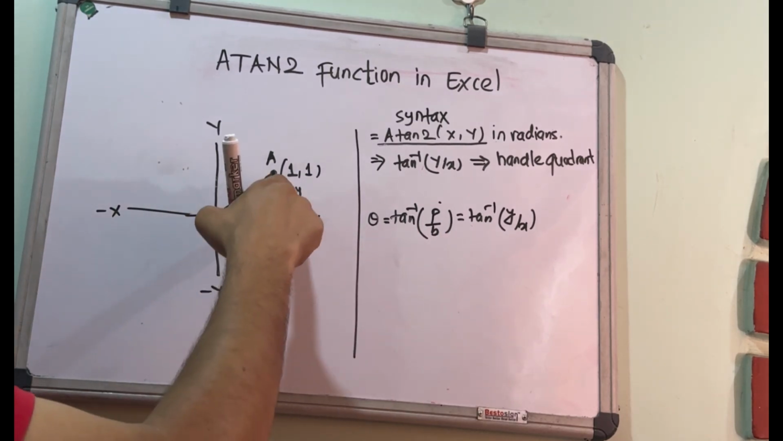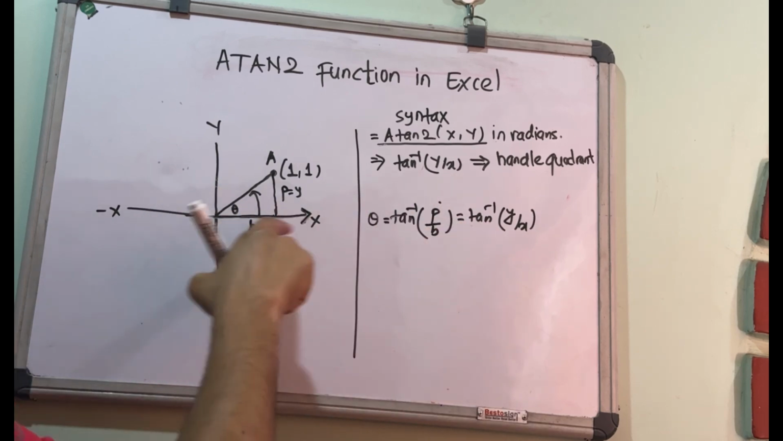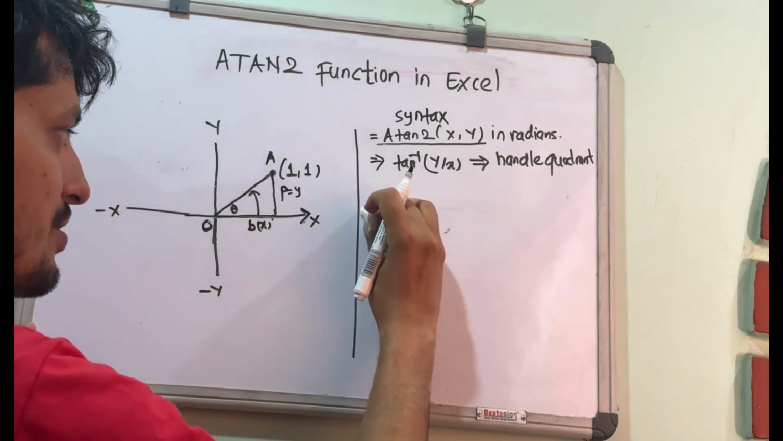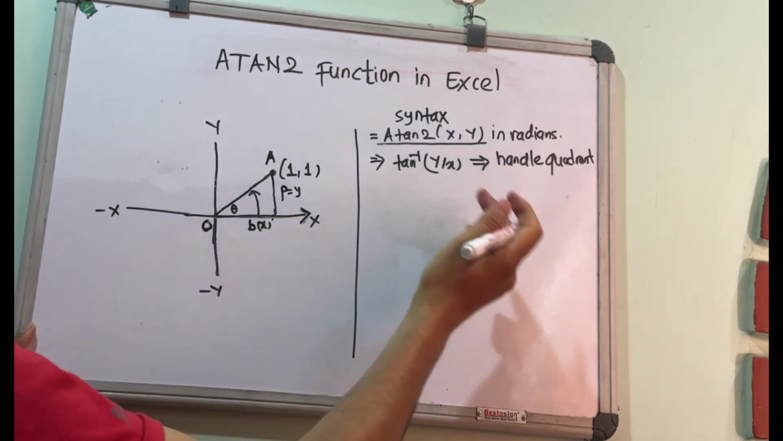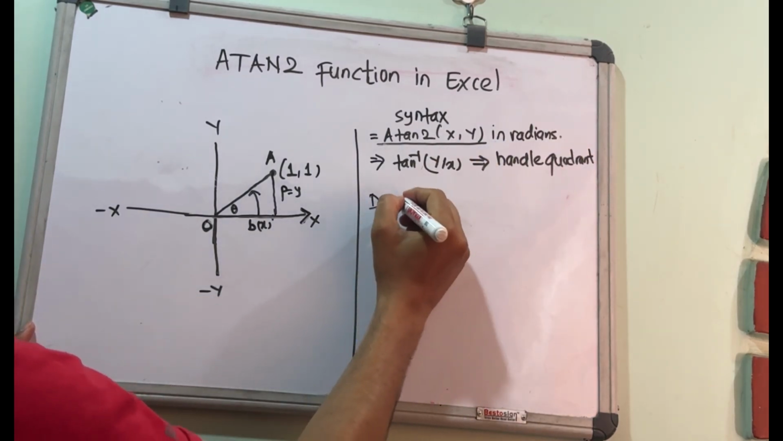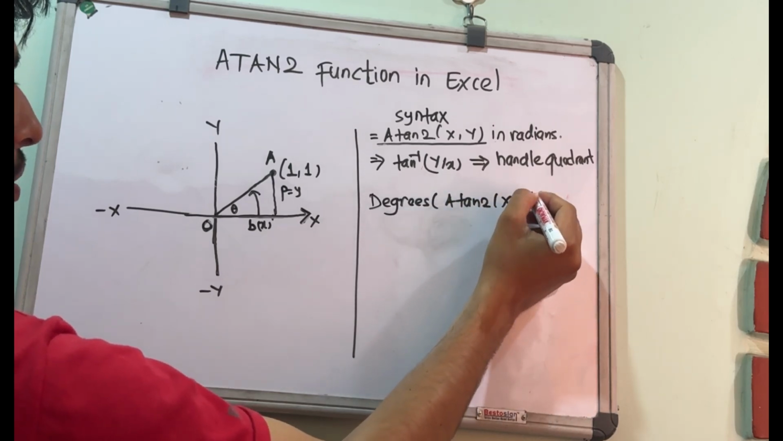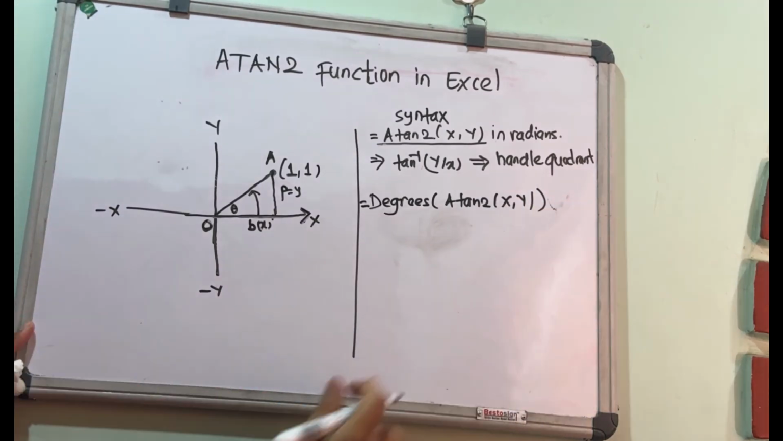So always, if this type of angle is there, then this angle is made with the positive x-axis. Let us see some of the values. Now this is in radians. Since you have to convert this radian into degrees, you can directly use the function DEGREES(ATAN2(x_number, y_number)). If you put this, the value will come in degrees form in Excel.